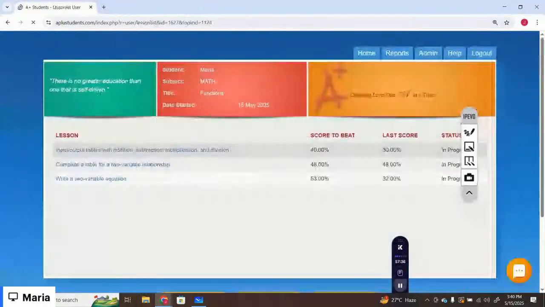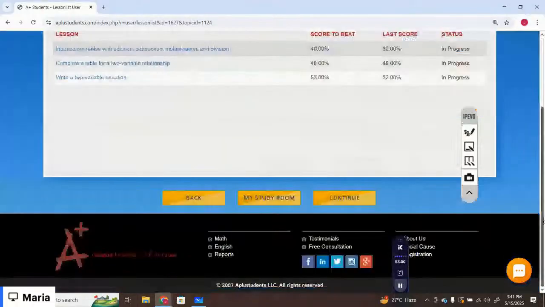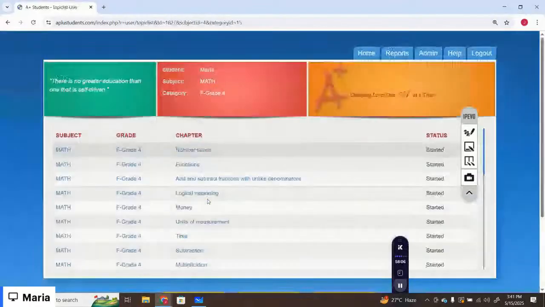So we were working on grade 4 math, the chapter on equations. The lessons we have covered today are introductory tables with addition, subtraction, multiplication, and division. Complete a table for a two variable relationship and write a two variable equation. So please make sure before the next session you complete all the practice questions and lessons we just did. That is your homework until the next session.